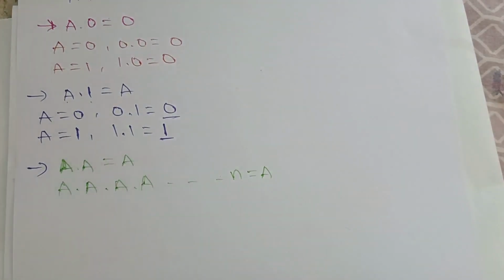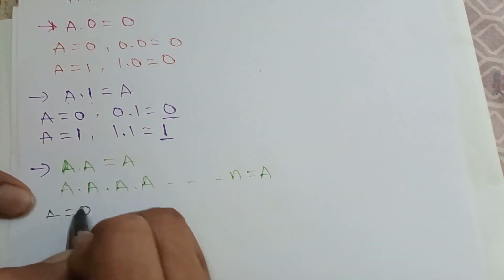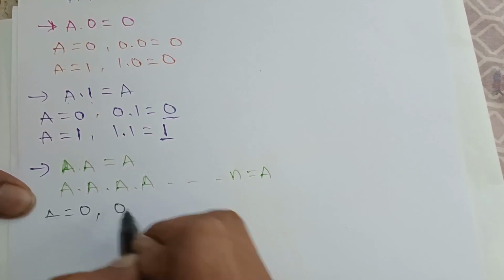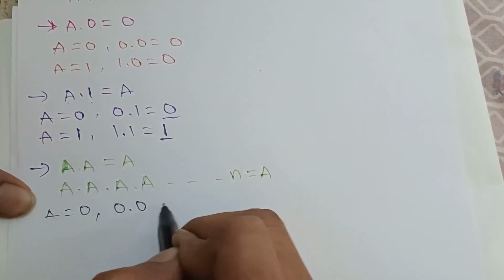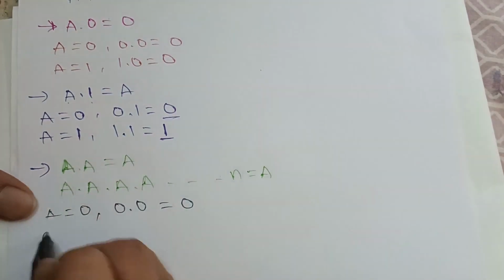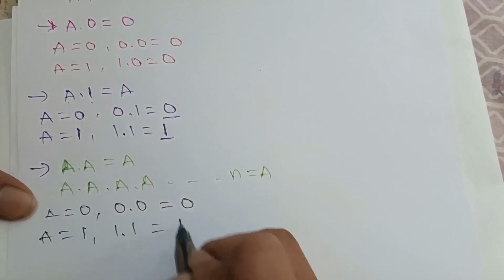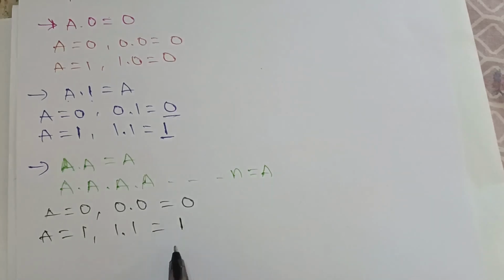So if you take the example a equal to 0, and take 0.0 multiple times, it is going to give you 0 as the result. If you take a equal to 1, 1.1 is going to be 1. So ultimately you can see the result is the same as the value we have considered as a.